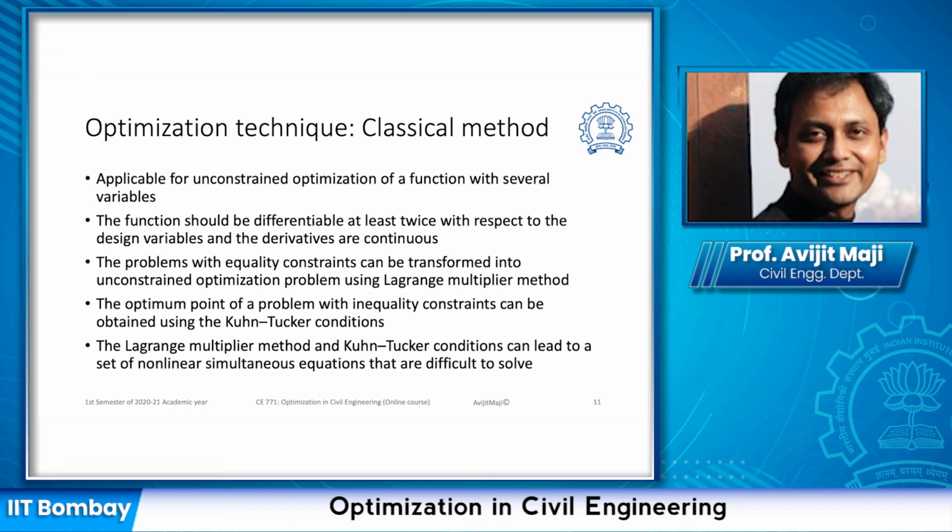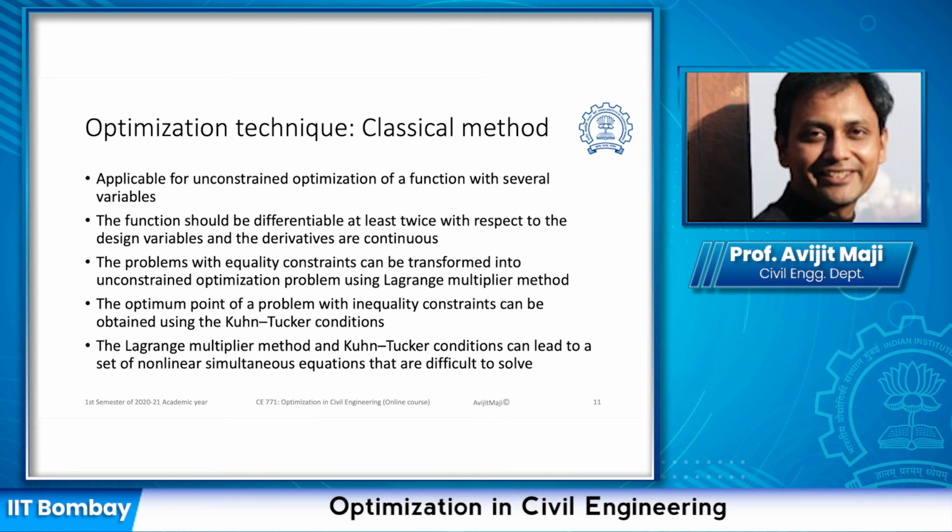It becomes difficult to optimize a problem with constraints. We cannot use the classical method without any modification to the problem. So there are a few techniques depending on the type of constraint to convert a constraint optimization problem into an unconstrained optimization problem and then use classical method. For example, if constraints are of equality nature, we can use Lagrange multiplier method. On the other hand, if the constraints are of inequality nature, we need to use Kuhn-Tucker conditions.